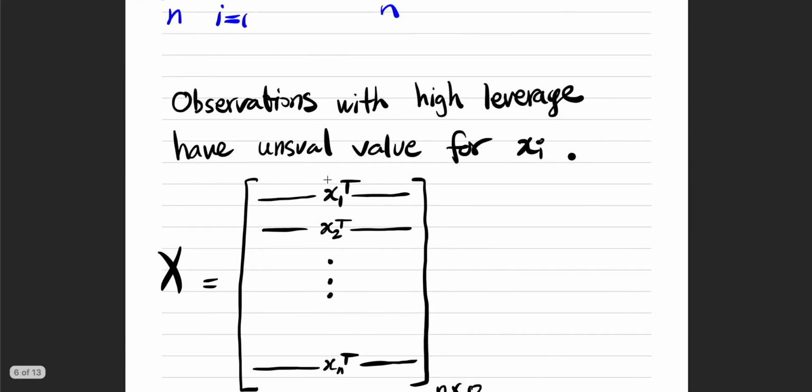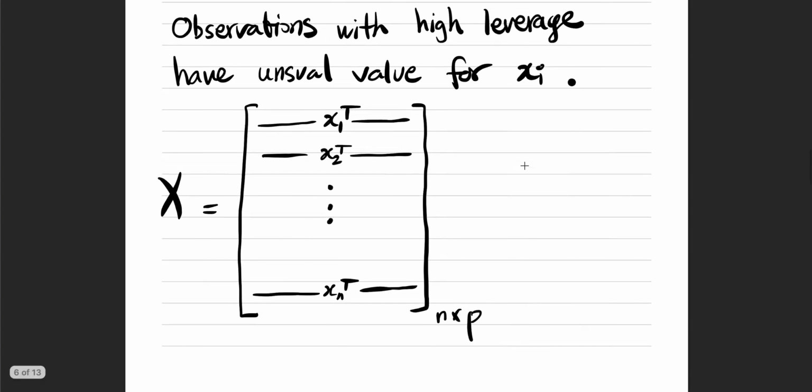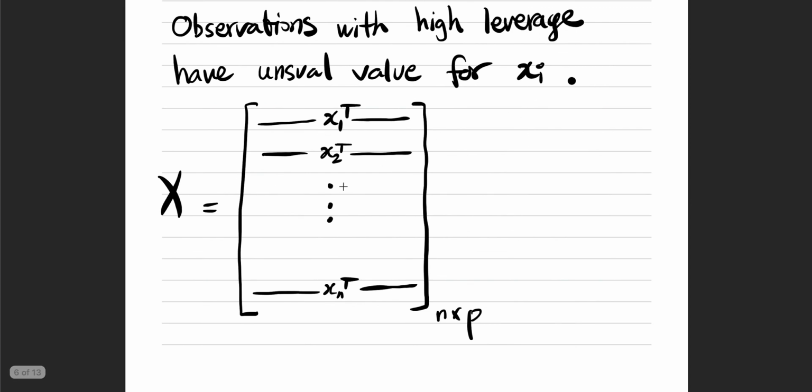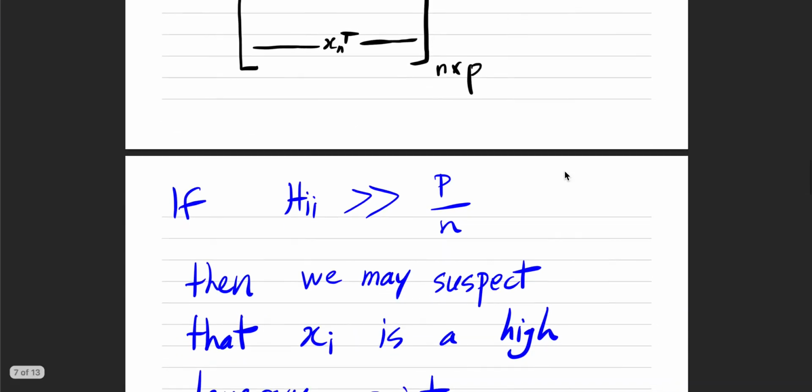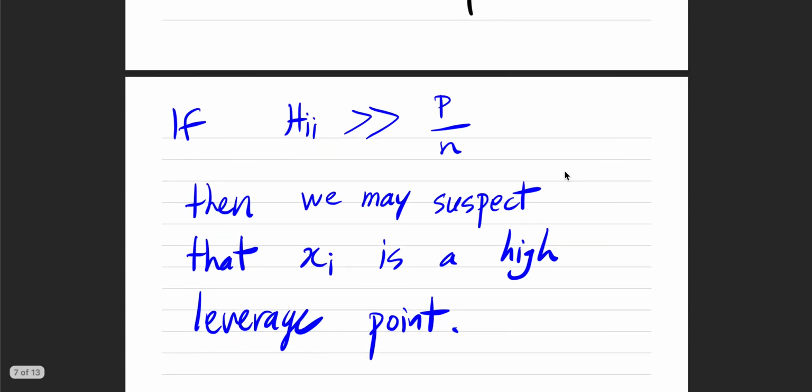Observations with high leverage have an unusual value for Xi. That was the whole point. Xi being the vector of all the ith observations. So if Hii is significantly larger than p over n, then we may suspect that Xi is a high leverage point. This is how we can detect high leverage points.